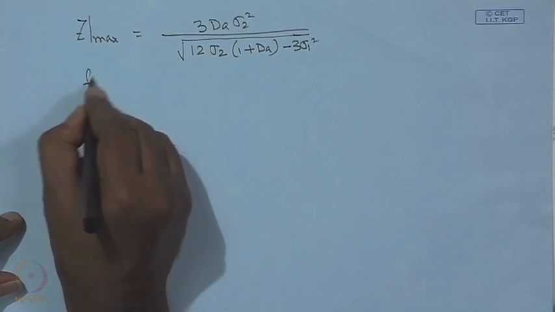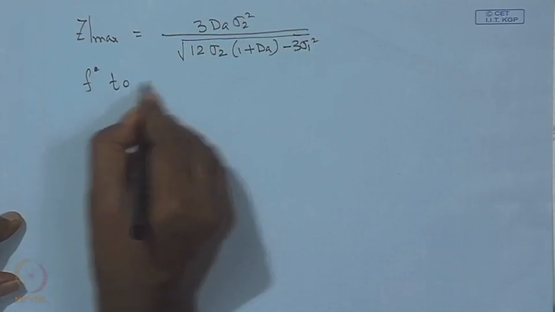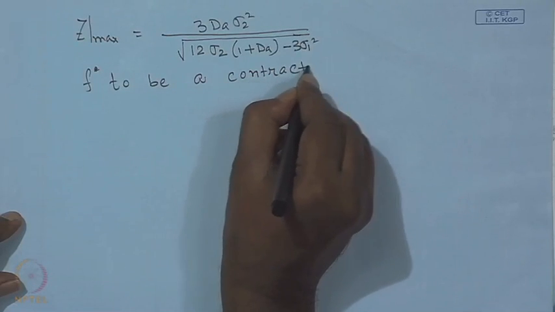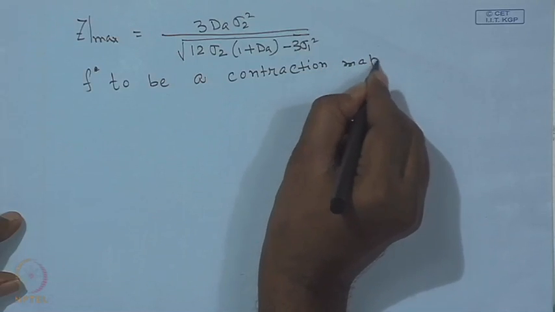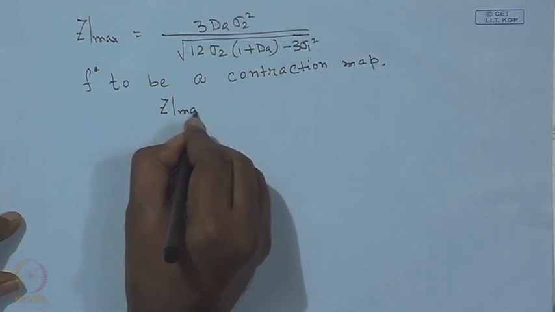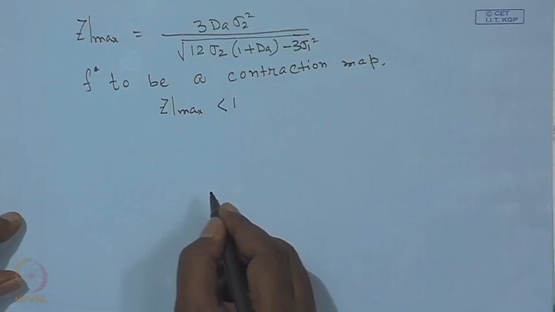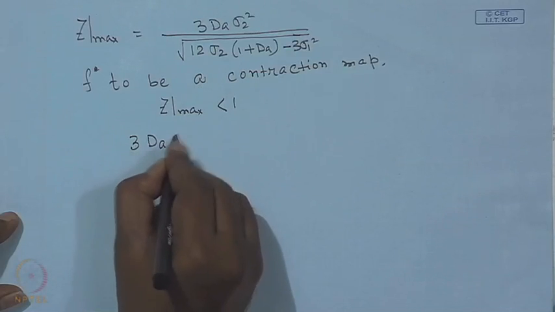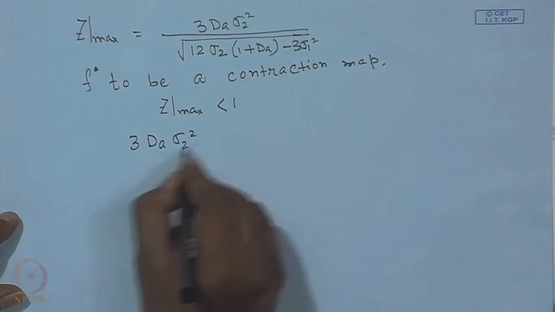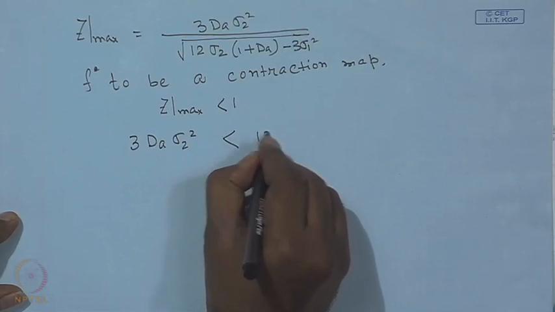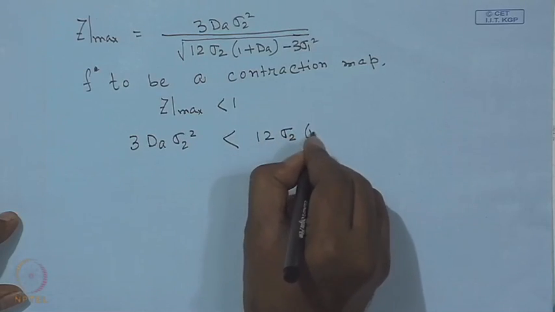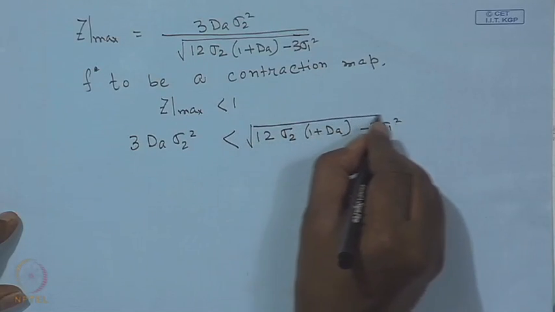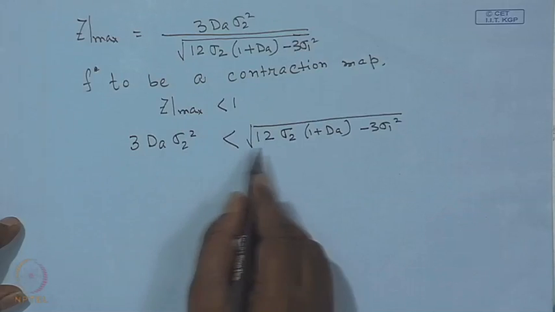So, for F to be a contraction map, Z max should be less than 1, and therefore, the whole equation turns out to be 3 dA sigma 2 square divided by the whole thing. So, this should be less than 1, that is, 3 dA sigma 2 square should be less than the root of 12 sigma 2 into 1 plus dA minus 3 sigma 1 square. So, you just square it up.